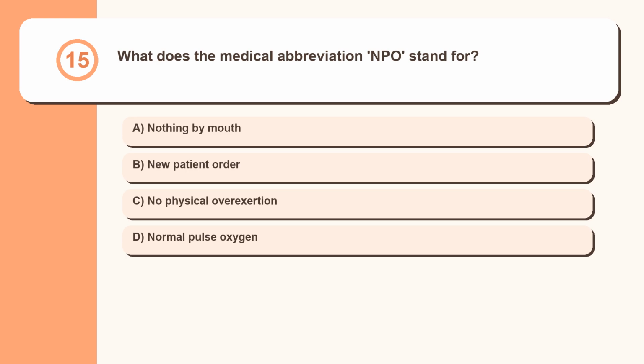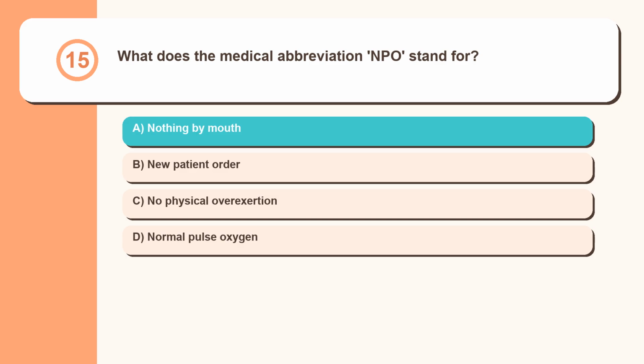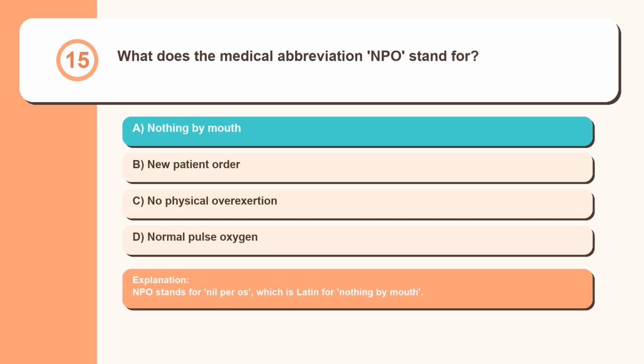Question 15. What does the medical abbreviation NPO stand for? Nothing by mouth. New patient order. No physical overexertion. Normal pulse oxygen. NPO stands for nil per os, which is Latin for nothing by mouth.